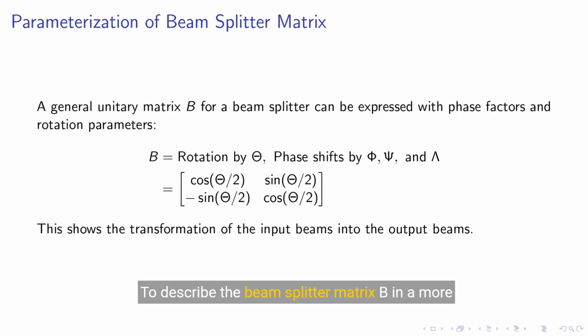To describe the beam splitter matrix B in a more granular way, we use phase factors and rotation parameters. Matrix B can be represented as a rotation by angle theta, accompanied by phase shifts phi, psi, and lambda. This is explicitly shown by the matrix, consisting of cosine of theta over 2 and sine of theta over 2 arranged in a rotational configuration. This structure facilitates the transformation of the input beams into their respective outputs.